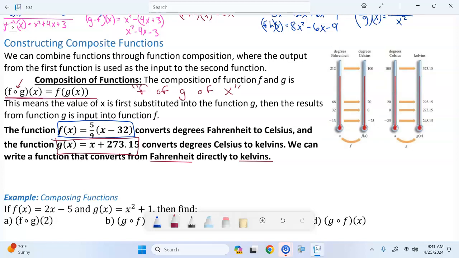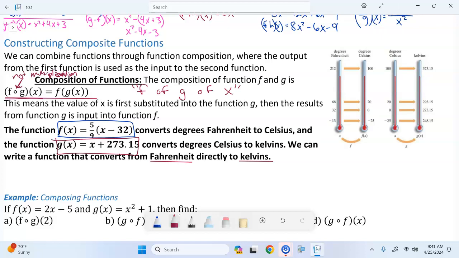Yep, that's exactly what we did. Now this symbol right here looks very similar to what? Multiplication. It is not multiplication, it is composition. G of x becomes the input into f of x.